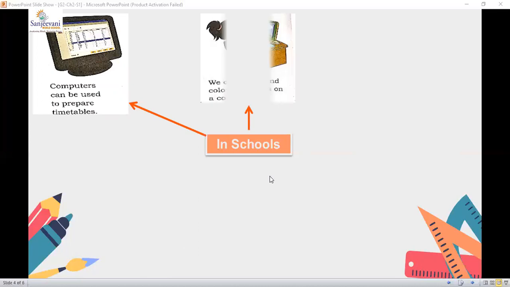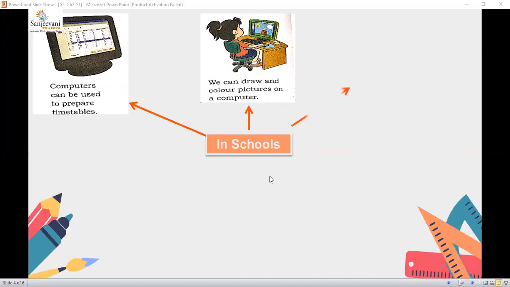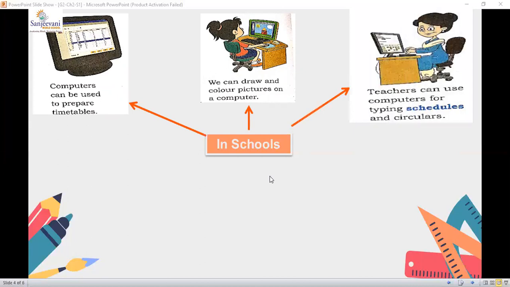The next use of a computer is we can draw and color pictures on a computer. Yes, you can draw beautiful pictures and you can also color on a computer. The next use is the teachers can use computers for typing schedules or curriculums. That is, the teachers use the computer for typing your holiday list, for typing your syllabus. Yes, the teacher uses it for typing your notes, your question and answers.